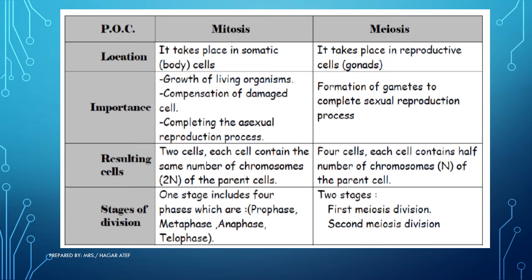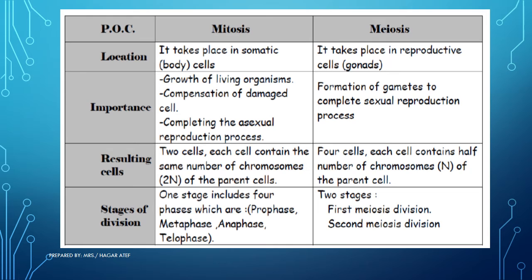So the difference between mitosis and meiosis. Mitosis, its location, it takes place in somatic cells, but meiosis, it takes place in reproductive cells. The importance of mitosis: growth of living organisms, compensation of damaged cells, completing the asexual reproduction process. In meiosis, formation of gametes to complete sexual reproduction process.